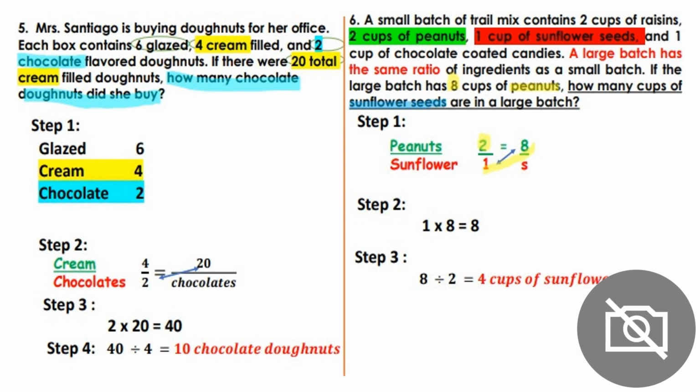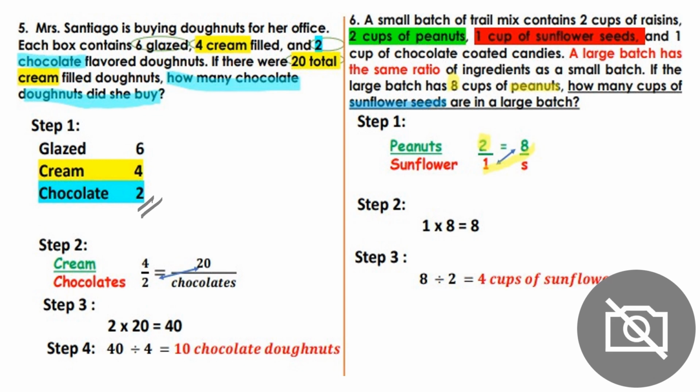Now see here, this also the same way. The pattern is the same. So here what you have to do is, how many chocolate donuts did she buy? Chocolate donuts, how much did she buy? This is the thing. So you see here they have given you 20, total is 20. They have given you 4 cream filled, 2 chocolate and 6 glazed. So we are taking cream and chocolate.